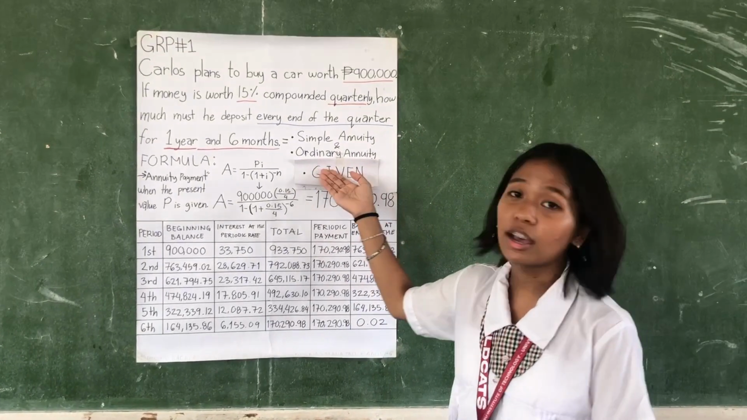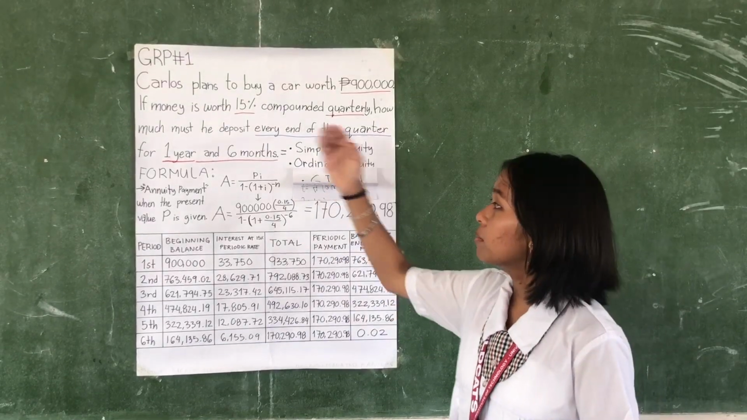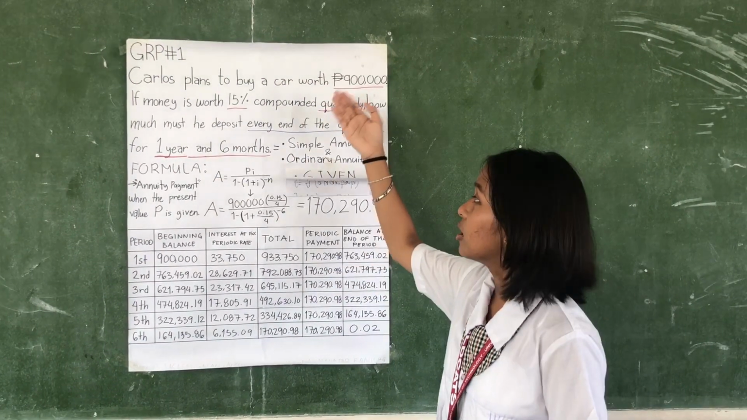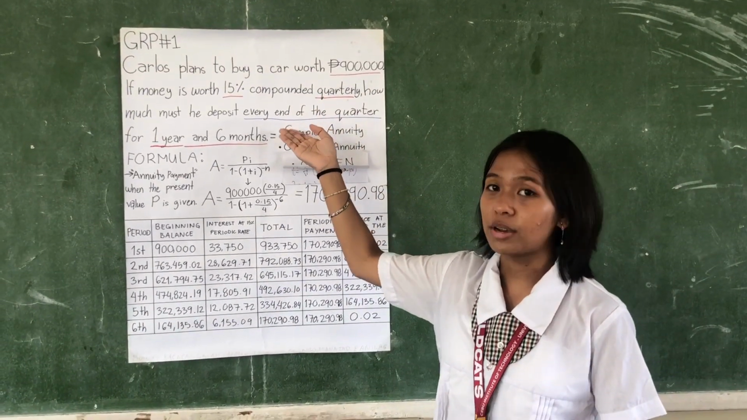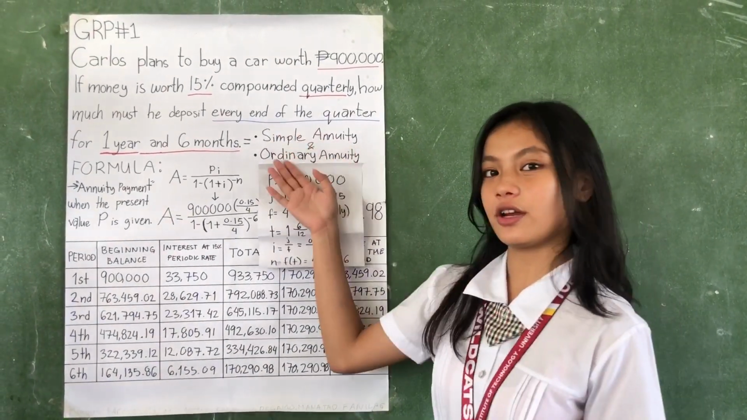By the phrase "deposit every end of the quarter," we can identify that this is an ordinary annuity. The reason why this is a simple annuity is because the number of payments coincides with the number of times the interest is compounded. So on this problem, it is a simple annuity and ordinary annuity.